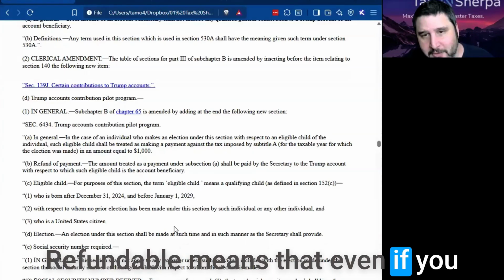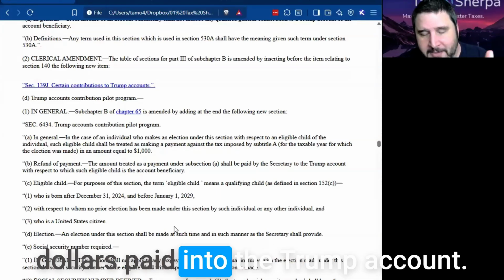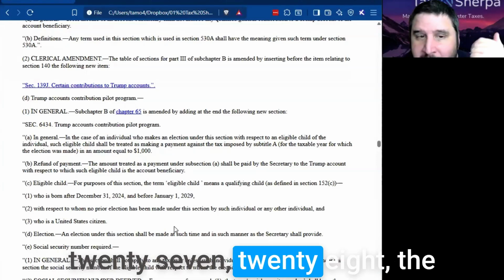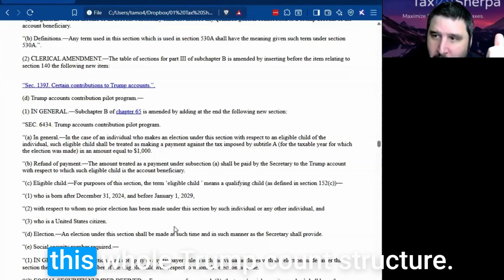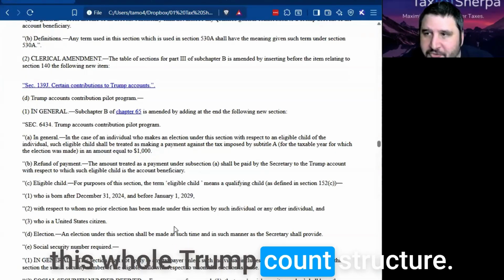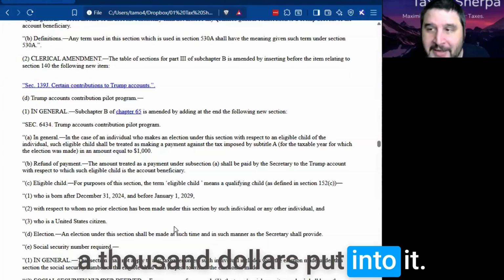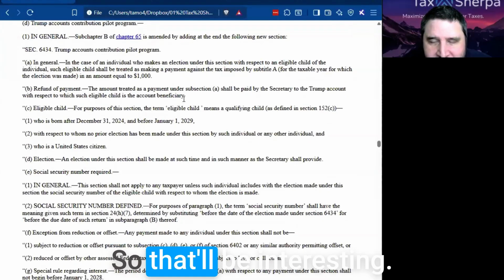Refundable means that even if you don't owe tax, you can still get that $1,000 deposited into this Trump account. So if you have a newborn anytime in 2025, 26, 27, 28, the government's going to give that kid a $1,000 kickstart to this whole Trump account structure. So you don't have to put any money into it. You can still get $1,000 put into it. Now that money is locked up until they turn 18. Okay. So that'll be interesting.